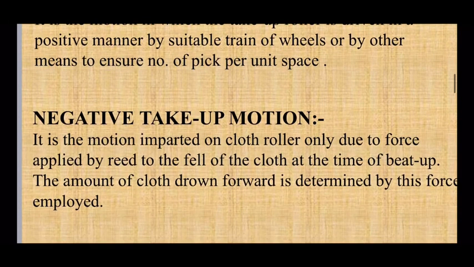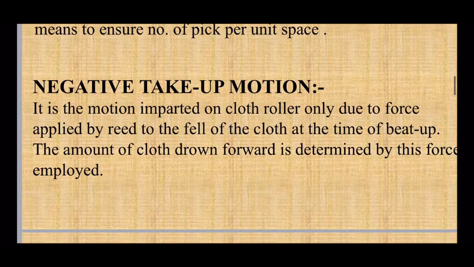But in negative take-up motion, the motion is imparted to the cloth roller only due to the force applied by the reed to the fell of the cloth at the time of beat up. So whatever force is applied by the reed, depending on that, it is taking up the cloth on the cloth roller, and that's why the amount of cloth drawn forward is determined by this force employed. And if there is any change in the force employed, then there will be changes in the picks per unit space. So here picks per unit space cannot be controlled positively as in the case of positive take-up motion.